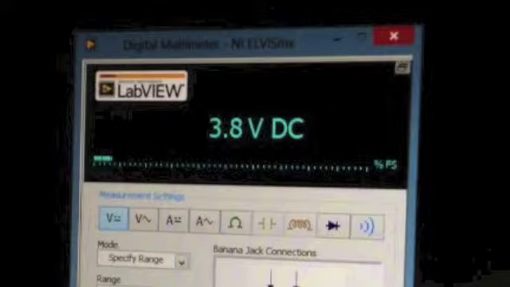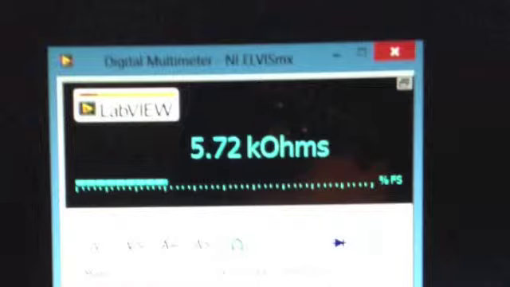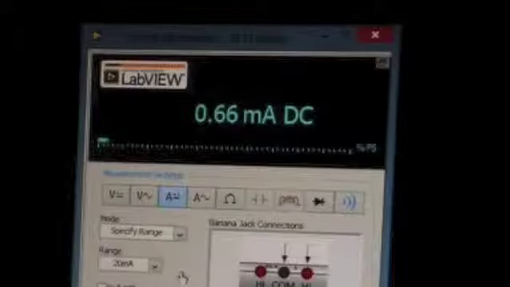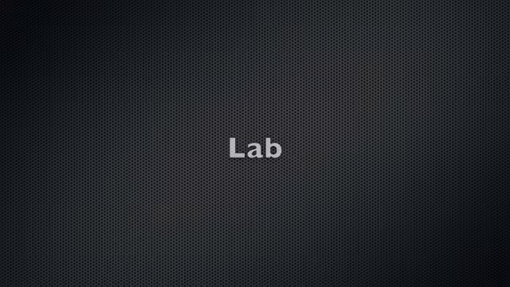Using the digital multimeter, the open circuit voltage results were 3.8 volts. The experimental results for Thevenin resistance was 5.72 kilo ohms, and the short circuit current was 0.66 milliamps, all under 10% error. Now on to the actual lab portion.